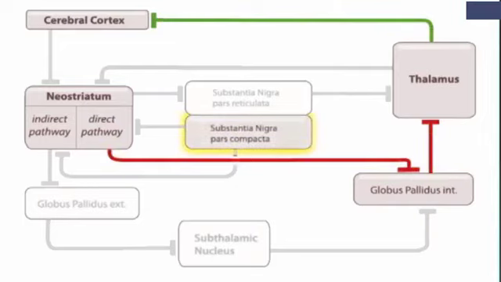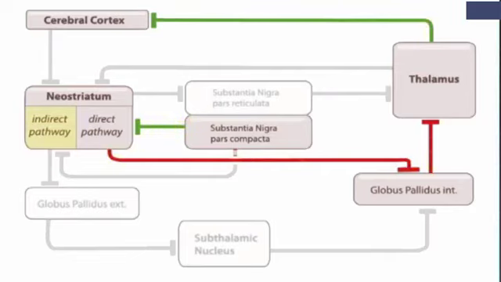The substantia nigra pars compacta sends signals to the striatum. These neurons produce dopamine, which acts on D1 receptors in the direct pathway. That is an excitatory signal. So the substantia nigra stimulates the direct pathway and facilitates movement.